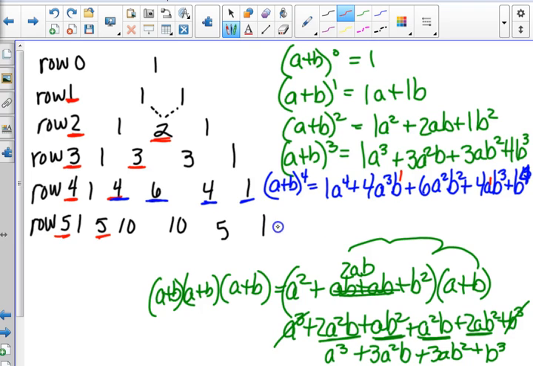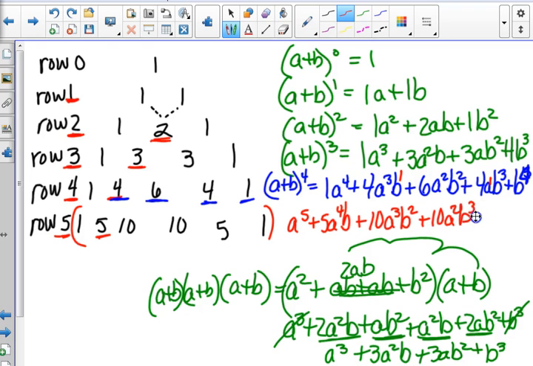All right, so if I were to write out this last one, starting here, I'd have an a to the fifth plus 5, what? A 4 and a b. Everybody good? Then I'd have 10 a cubed b squared and a 10 a squared b cubed and a 5 a b to the fourth and b to the fifth.